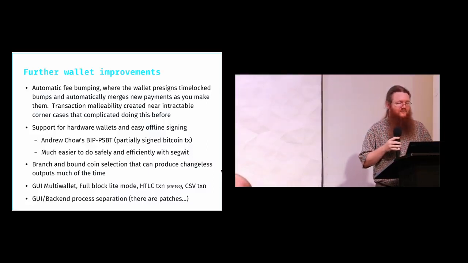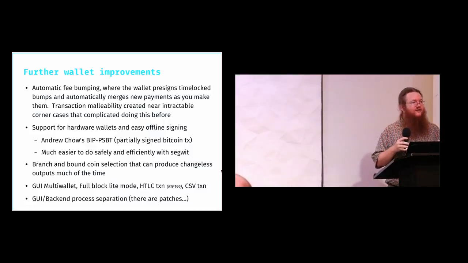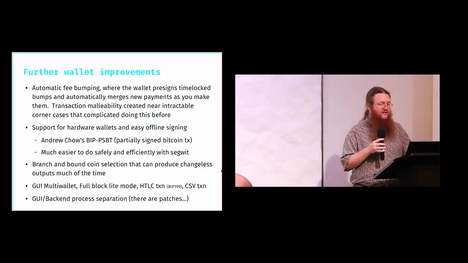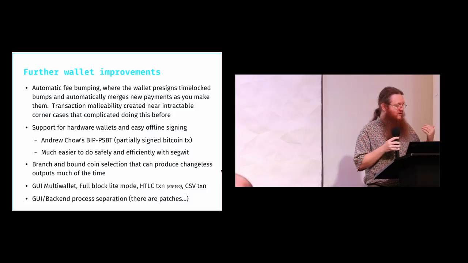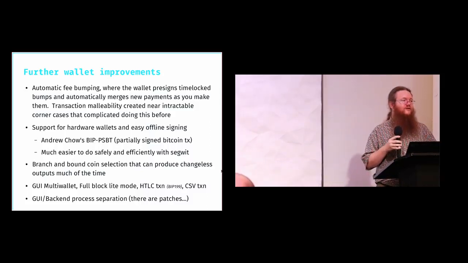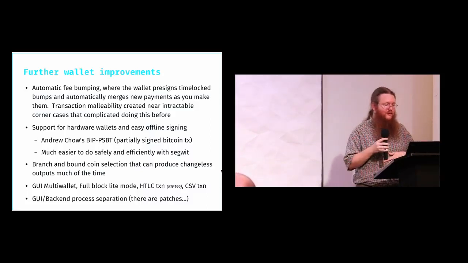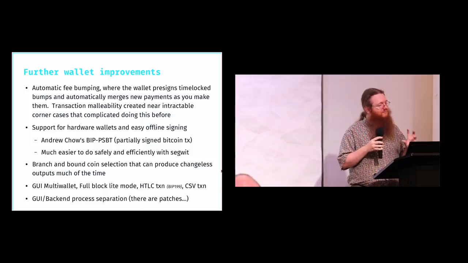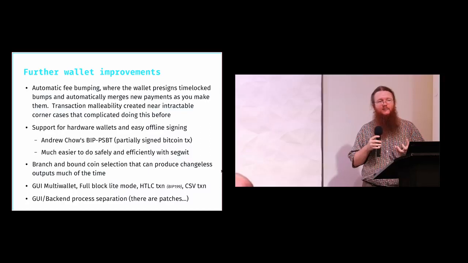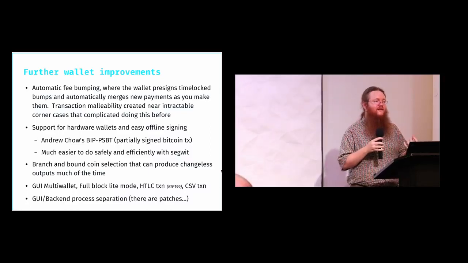There's work to implement hash time lock transactions that can be used for some interesting smart contracting things. Check sequence verify transactions, which can be used for various security measures like cosigners that expire after a certain amount of time. And there's some interesting work going on for separating the Bitcoin Core GUI from the backend process. And there are patches that do this. I don't know if those patches will be ones that end up getting merged, but that work is making progress right now.